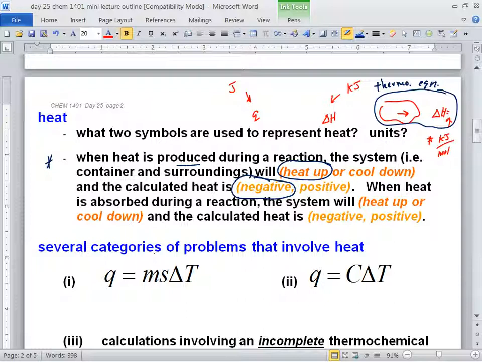When the heat is absorbed during a reaction, the system will cool down. Yeah, the system will cool down, because it's sucking up the heat. He's right. It's got to be sucking up the heat from somewhere. The calculated heat is positive. So everything surrounding your little container, the reaction, it's got to suck up the heat from somewhere. So everything's going to cool down.